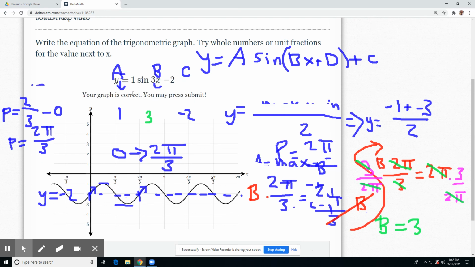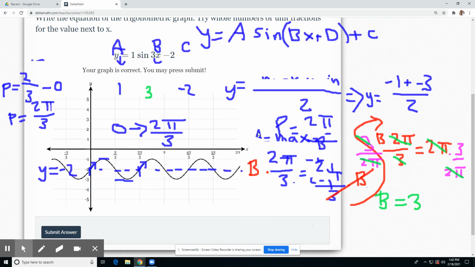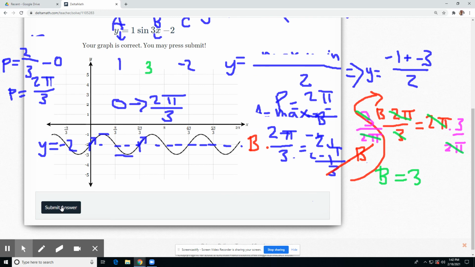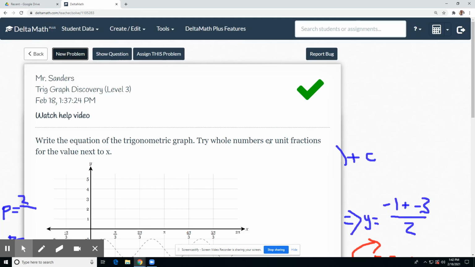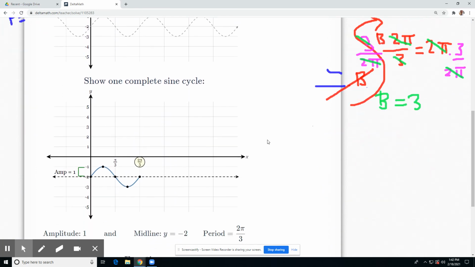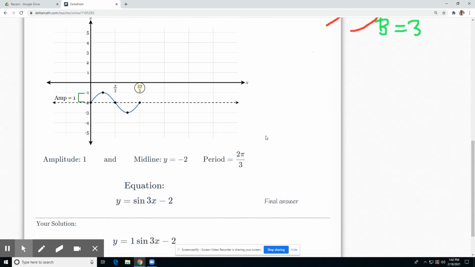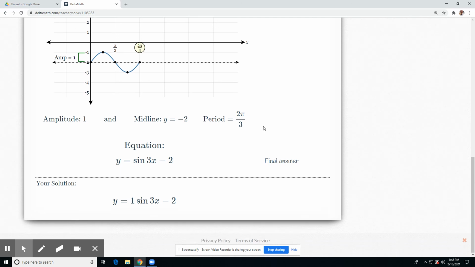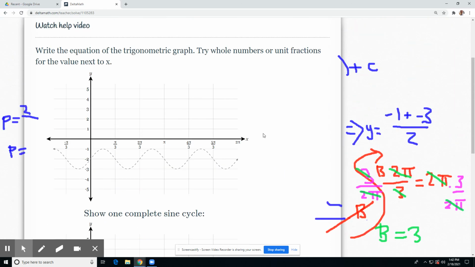Got it. So just my suggestion, make sure that you are using the formulas. Feel free to kind of play around with it a little bit, but the formulas are the way to go. And let's see what they do. Wow, how'd they go from period to getting the B? That's pretty tricky. 3 times every 2 pi, I guess. I'm not sure. Tricky. All right. My formula is the way to go, it looks like.